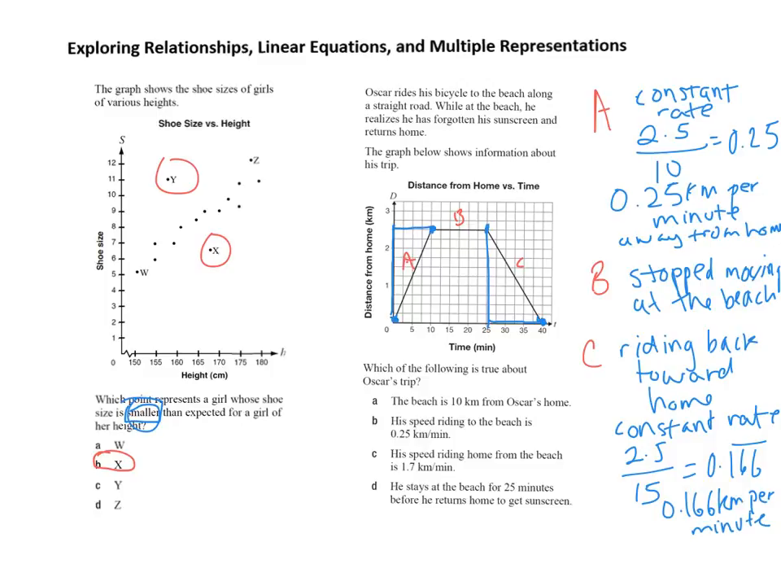So when I'm interpreting a distance time graph like this, I'm getting the direction, I'm getting the rate of speed, and I'm getting whether it was constant or not constant. It would be curved if it's not a constant rate.